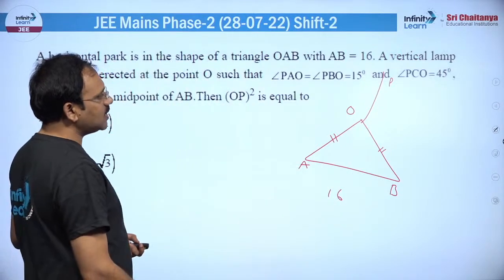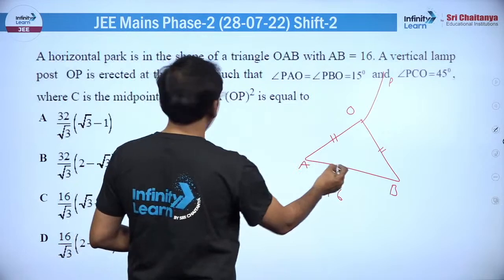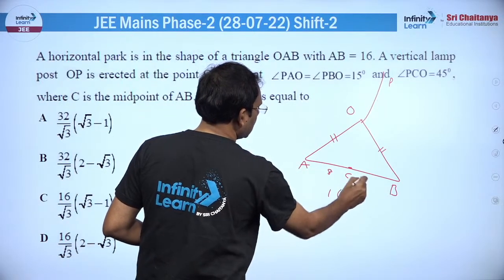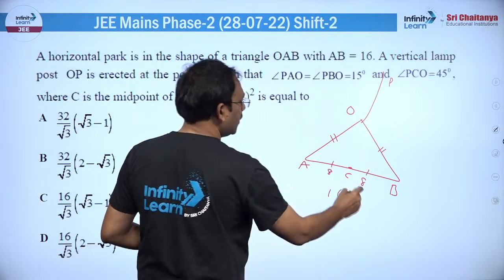And angle PCO is 45 degrees, where C is the midpoint of AB, meaning if you take C here, 8 and 8, these two must be equal.